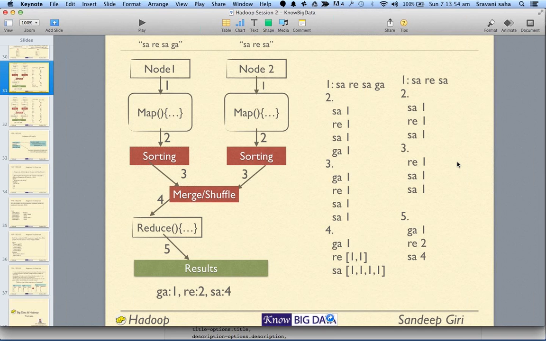And in what format, whether I'm going to give record by record to the mapper, or line by line, that is configurable outside.